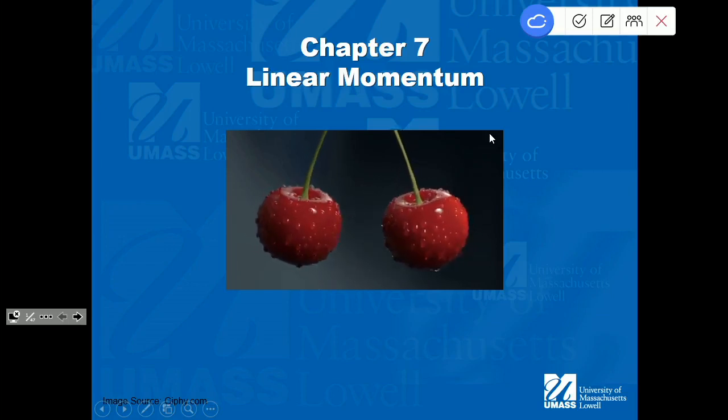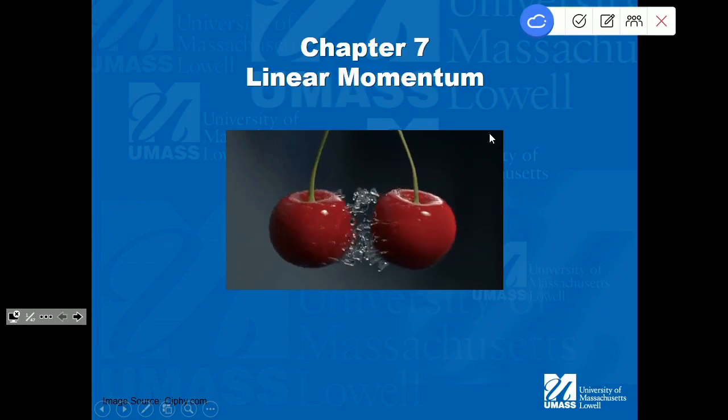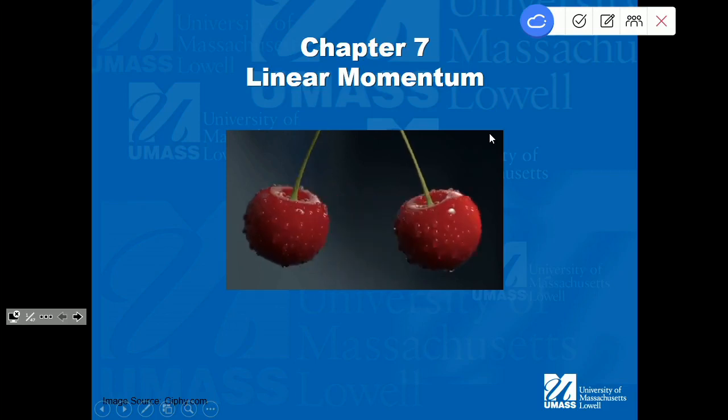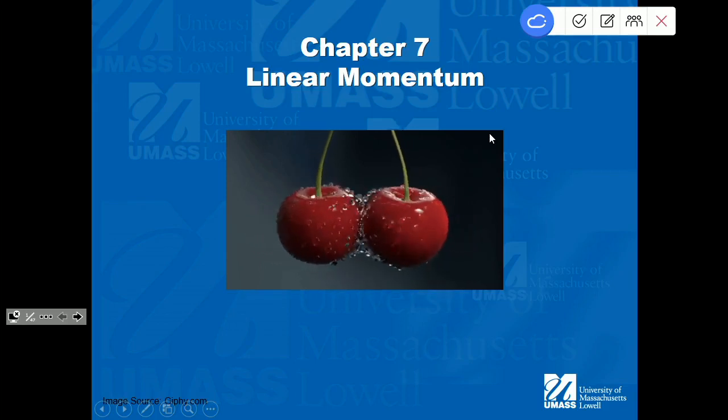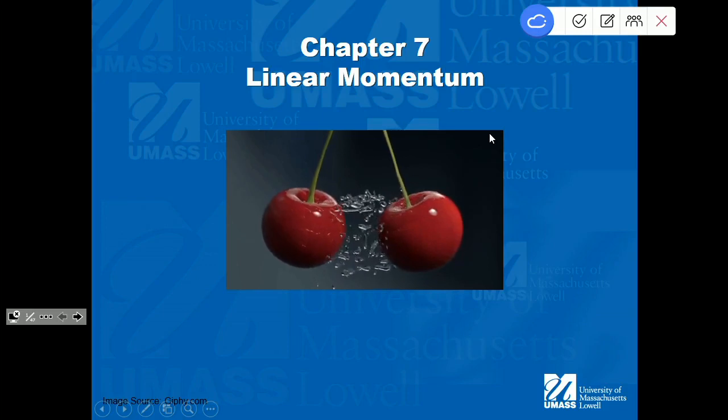Right, everyone's made it back from their three-day weekend in one piece. We have an 8 a.m. today, we have another 8 a.m. tomorrow, we will get through this in one piece.